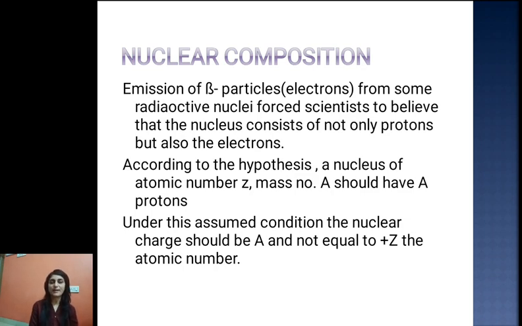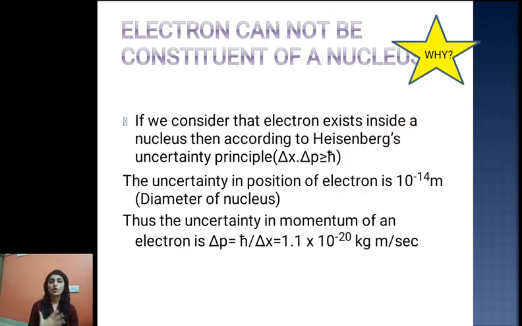The emission of beta particles from some radioactive nuclei forced scientists to believe that the nucleus consists of not only protons but also electrons. According to the hypothesis, a nucleus of atomic number Z and mass number A should have A protons, and under this assumed condition, the nuclear charge should not equal plus Z. Then many theories were put forward which proved that electrons cannot be a constituent of the nucleus, or electrons are not part of the nucleus.